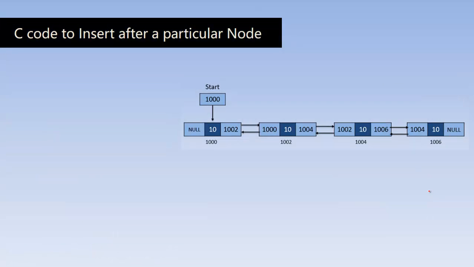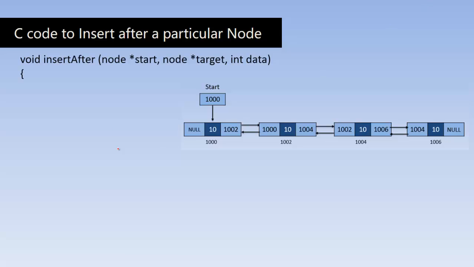Okay. So now we'll understand the C code to insert after a particular node, I mean anywhere in the middle of the list. And this will take three parameters. One is the address of the start node that is stored in the start pointer, and the target node. So how to calculate the target node now? For that I need to have a function to find out the target node, after which I want to insert the new node, right?